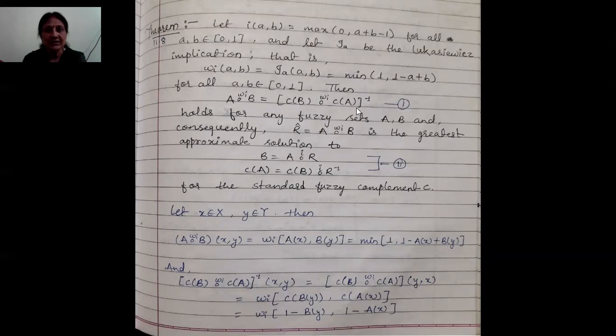This holds for any fuzzy sets A and B, and consequently R-hat equal to A omega I B is the greatest approximate solution to B = A sup-I composition R, and CA = CB sup-I composition R inverse. So what we have to do is prove this expression denoted by equation 1. And for the standard fuzzy complement, this is also mentioned. So let us start the theorem.